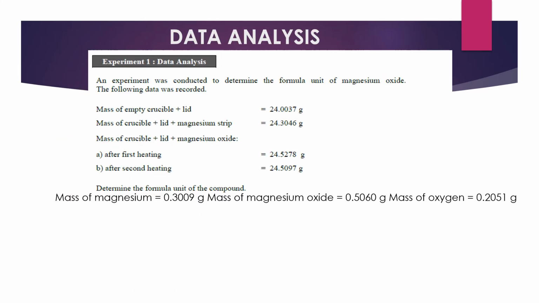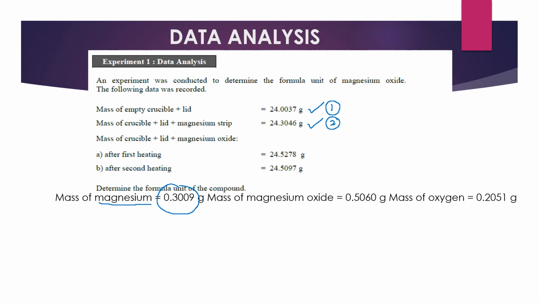For data analysis, you want to calculate the formula unit of the compound based on the data given. So how? First step, you must get the mass of magnesium. How do you get the mass of magnesium? 0.3009 here. You just subtract this value from this value. Number 2 minus number 1 here. You will get the mass of magnesium.